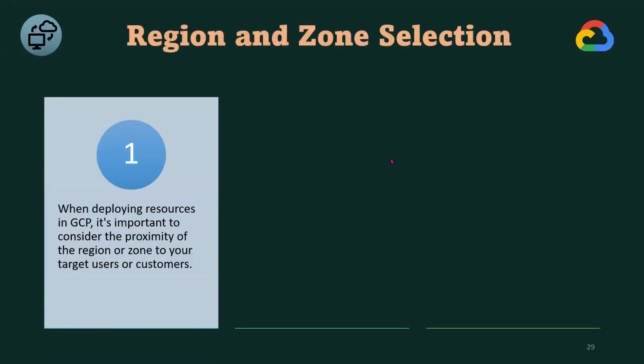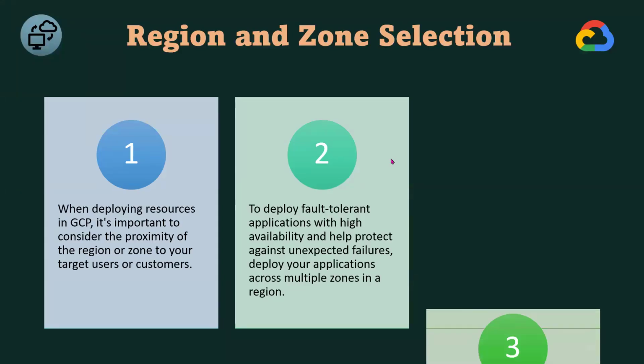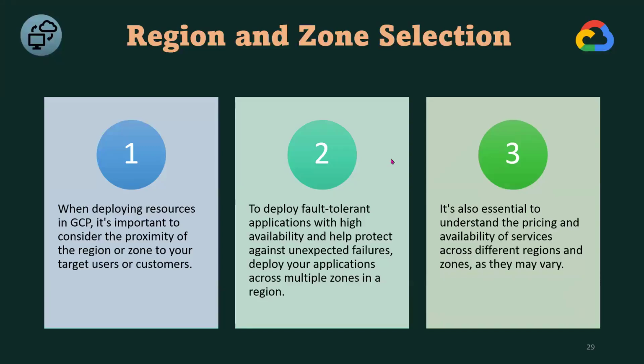The selection criteria: first, whenever you want to deploy or create resources, we need to select the proximity of the region or zone to your target users or customers. Second, to help protect against unexpected failures, try to deploy your application across multi-regions or multi-zones. Try to understand the pricing and availability of the services across different regions and zones, because the cost as well as the availability may vary from region to region or zone to zone. Okay, so these are the things going to happen, guys.